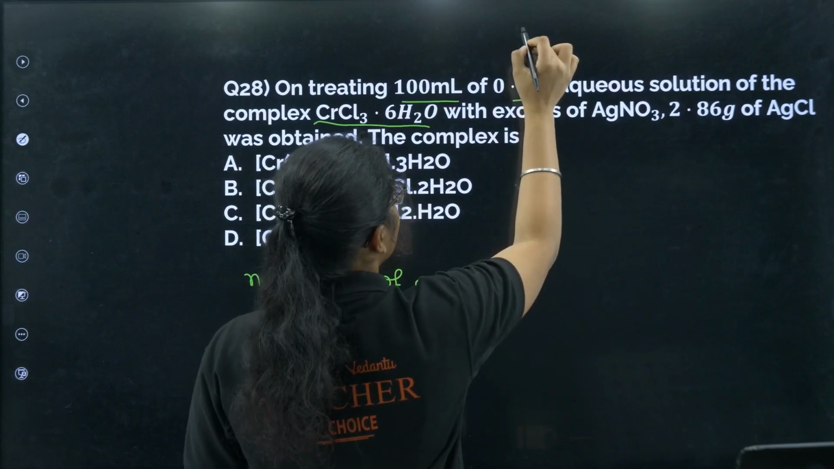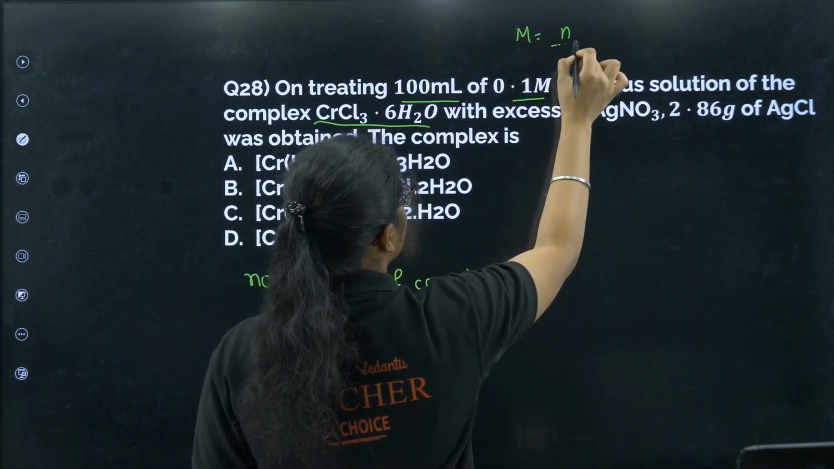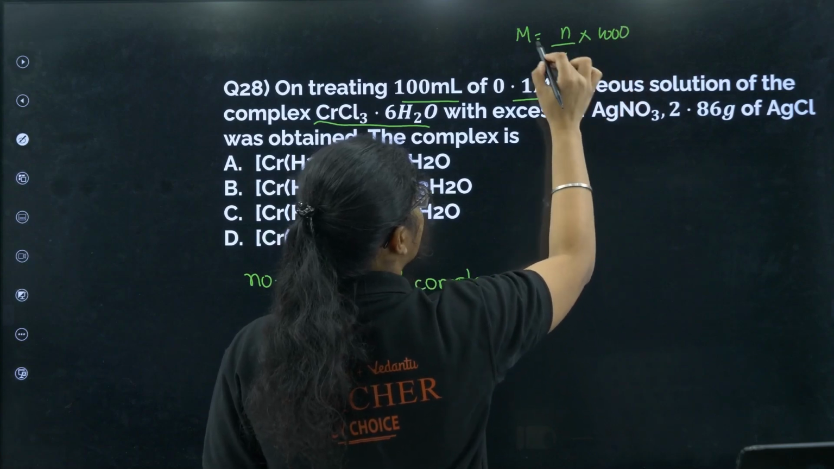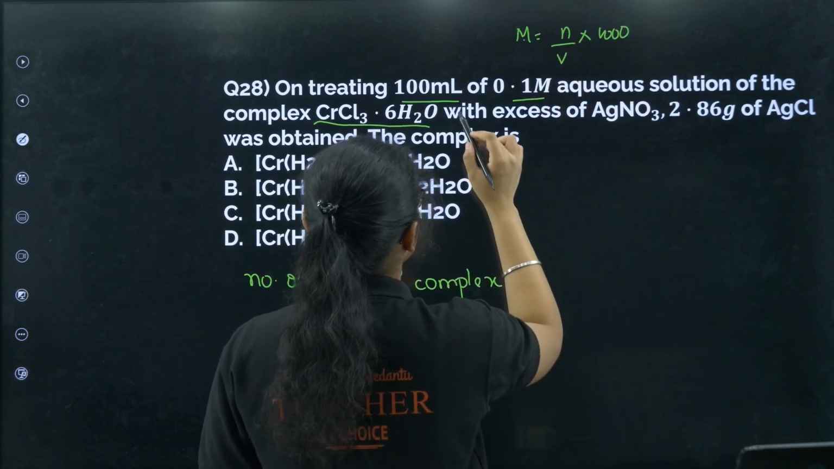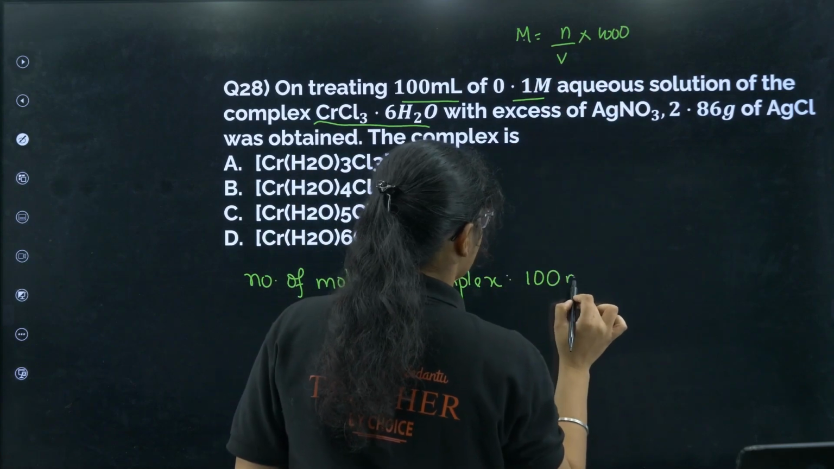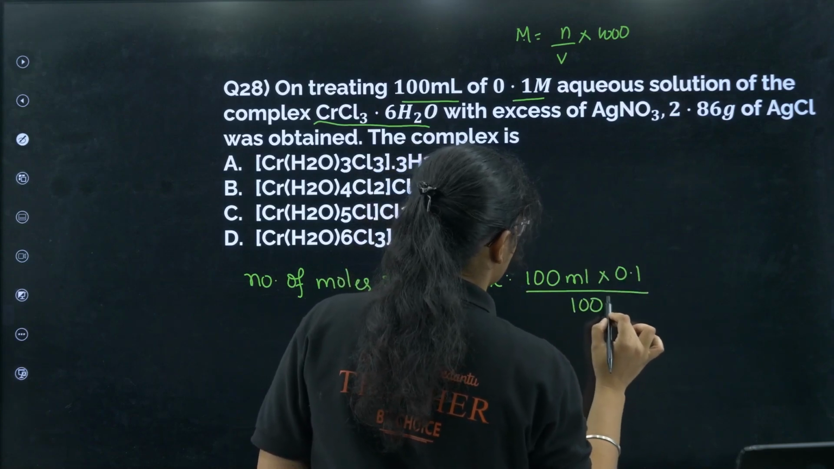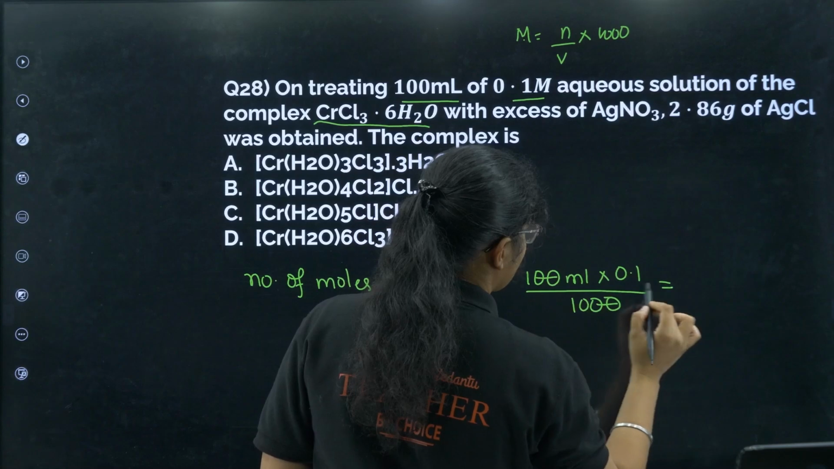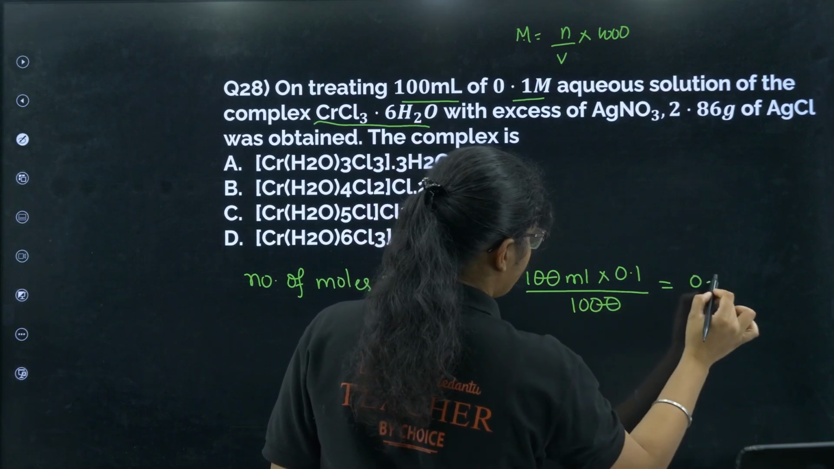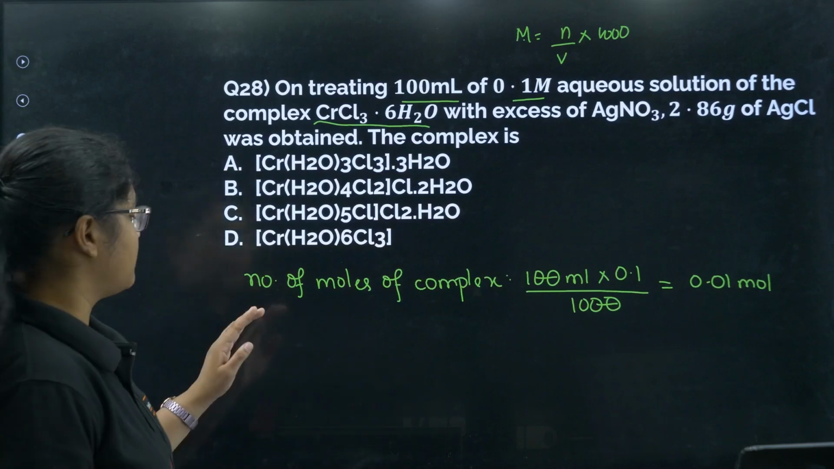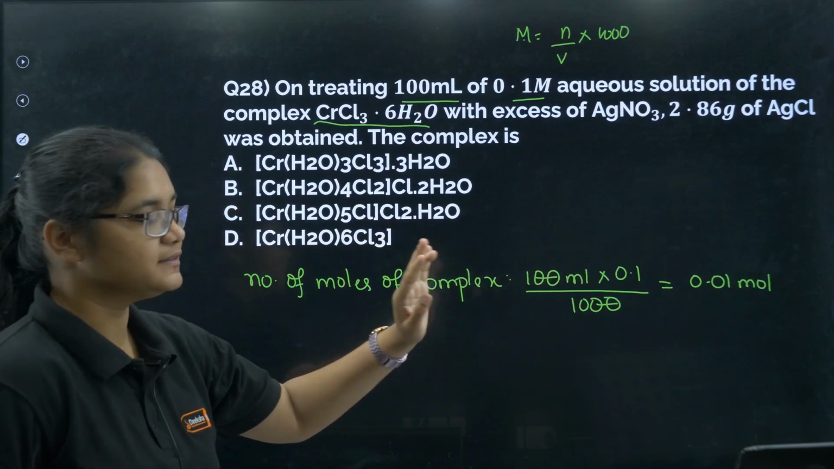So molarity is equal to number of moles by volume into 1000. So number of moles will be volume into molarity divided by 1000. So volume is 100 ml, molarity is 0.1, divided by 1000. Okay, so that will give me 0.01 moles, right? I will get the number of moles of complex is 0.01.